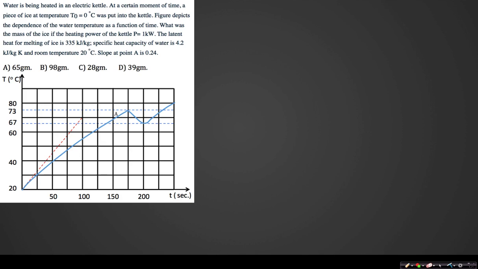Now, you need to calculate the mass of the ice, and the heating power of the kettle is given as 1 kilowatt. The latent heat for melting of ice is given, the specific heat of water is also given, and the room temperature is 20 degrees Celsius. And the slope of the graph at the point A is given as 0.24.